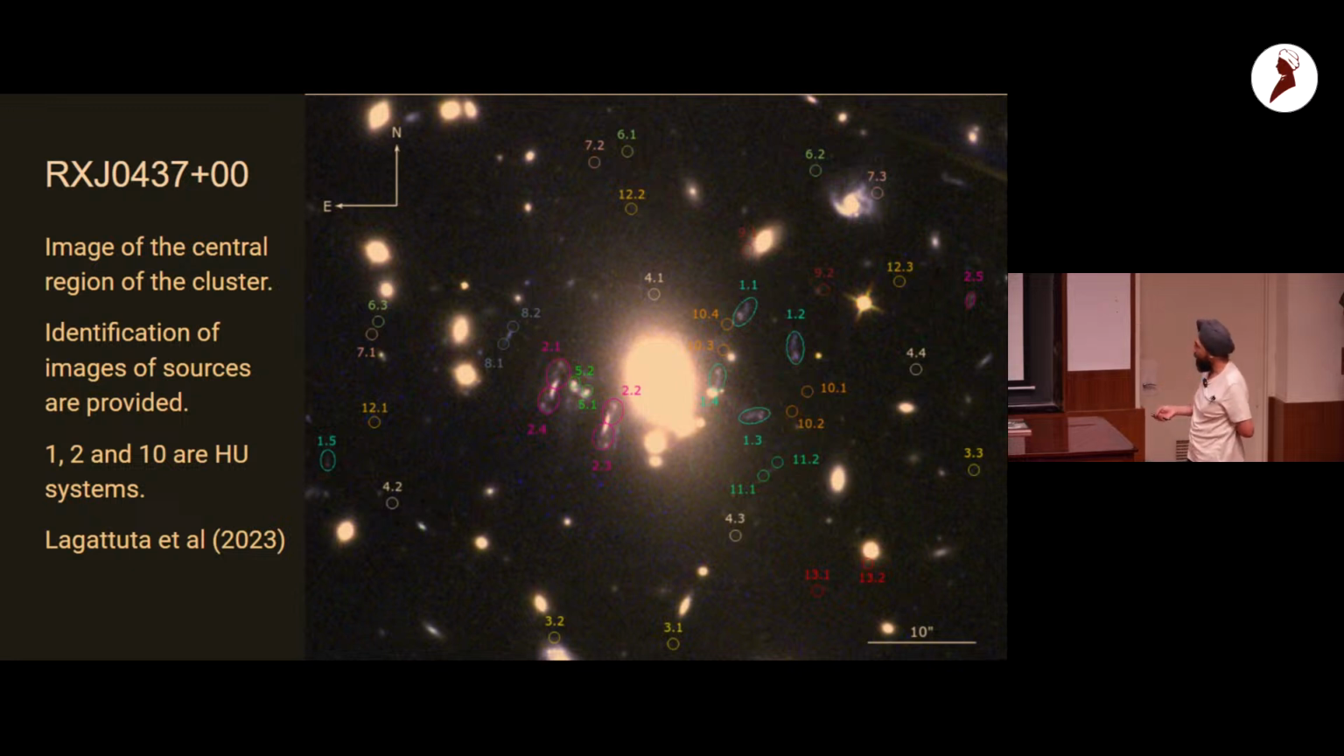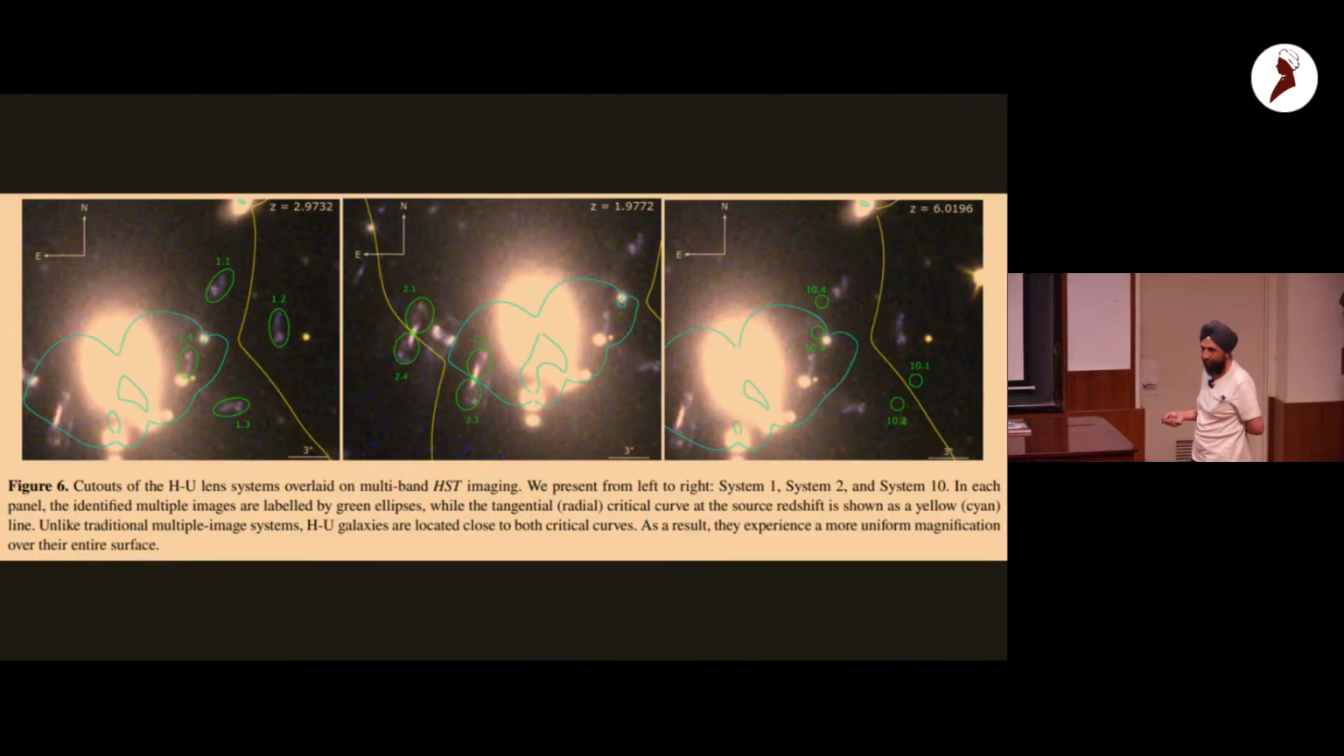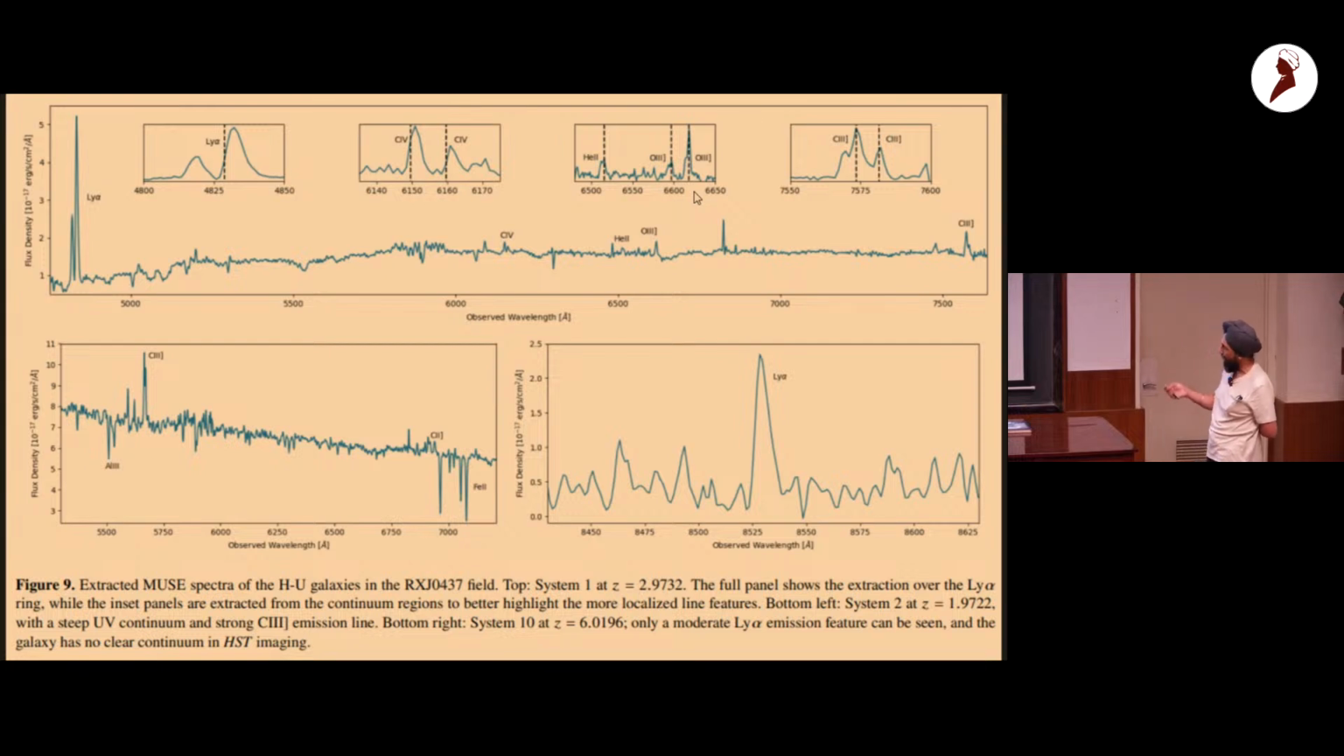So this was really great news for us because we felt vindicated that more and more of these should be seen. These are essentially critical curves, showing that each of the images has to be in a different quadrant across these critical curves, and you see that over here. These are at redshifts of almost 3, almost 2, and just over 6. Spectra have been taken to verify that these are images of the same source.